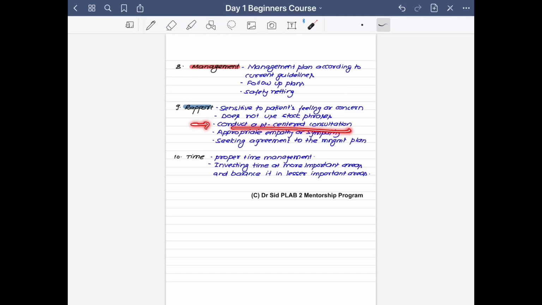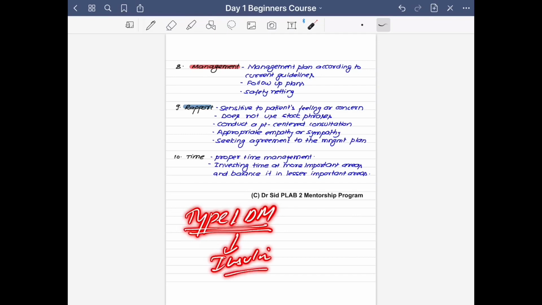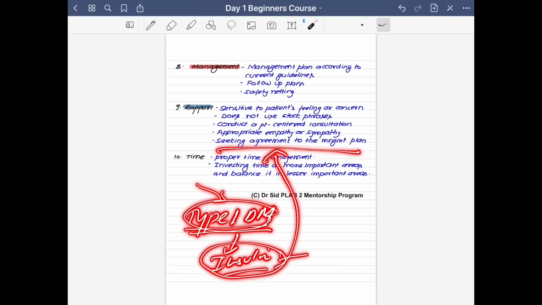And you should conduct a patient-centered consultation. You should show the appropriate empathy or sympathy, and you should also seek the agreement to the management plan. For example, if the patient has type 1 diabetes mellitus and the patient is thinking that you will give something in the form of a medicine to control his diabetes, but you are thinking in the line of insulin, that means you are not seeking the agreement to the management plan. So what you do is you explain the diagnosis, you explain your treatment methodology, and then also seek the agreement to the management plan, by asking a question like, "Are you happy to try this out?"